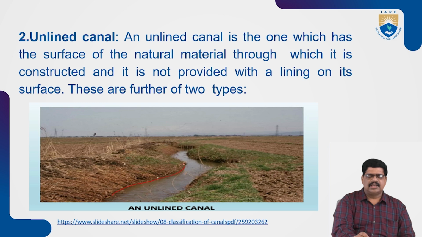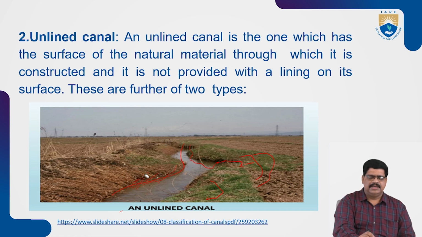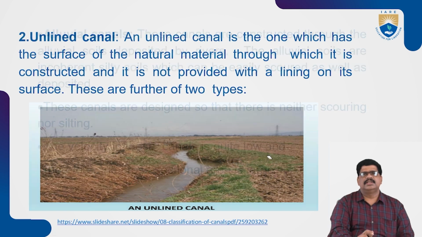There are many irregularities, and scouring can occur here. It may increase in future due to the flow, and on this side also it may increase. So based on this, seepage losses also occur here. Generally an unlined canal cannot be provided for small canals, but for major canals we have to provide lined canals. This is an example of the unlined canal. So let us see another one.